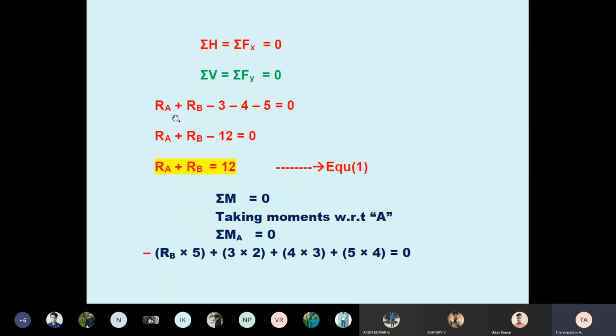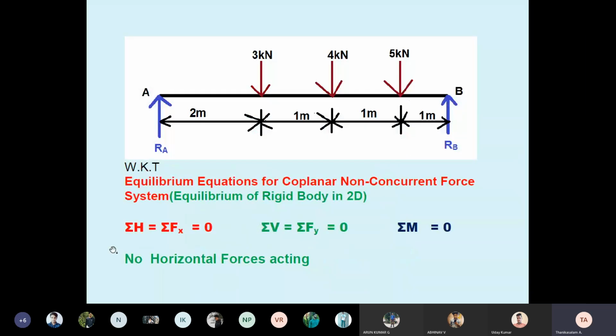So here RA plus RB minus 3, minus 4, minus 5 equal to 0, because we have already assumed the beam is in equilibrium. Therefore finally you have to write equal to 0. RA plus RB, minus 3, minus 4, minus 7, minus 5, minus 12 equal to 0. Taking the minus 12 to the right side, RA plus RB equal to 12. Equation 1.